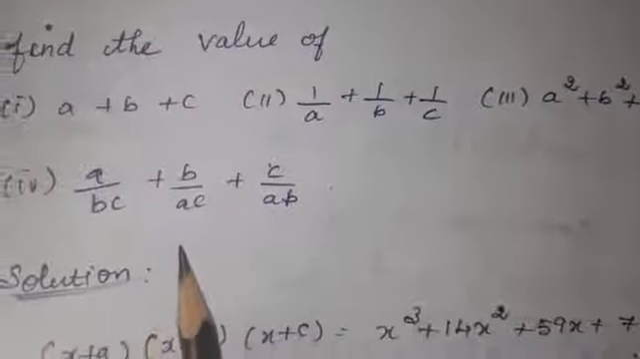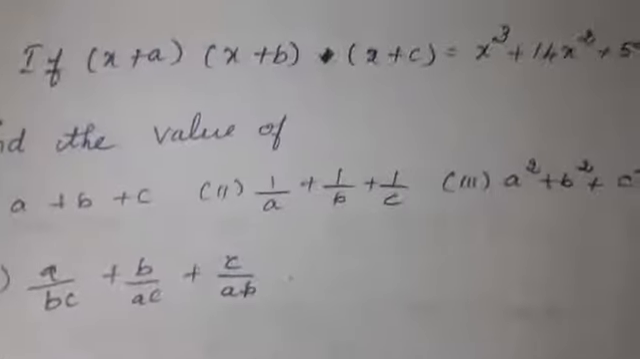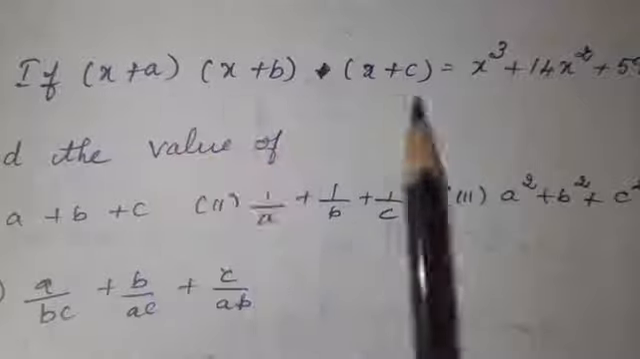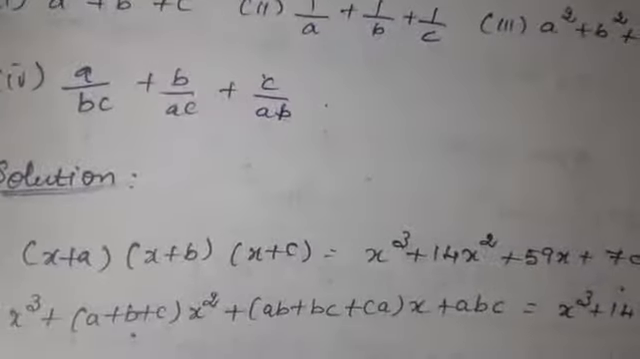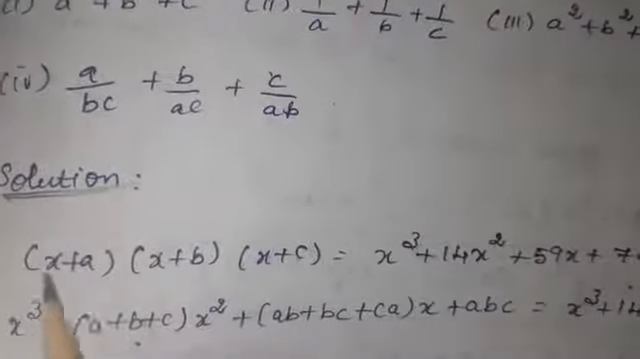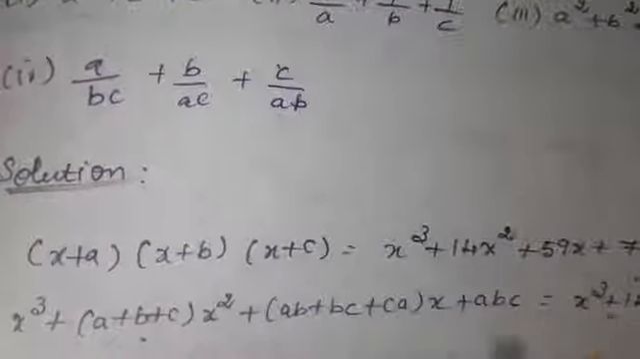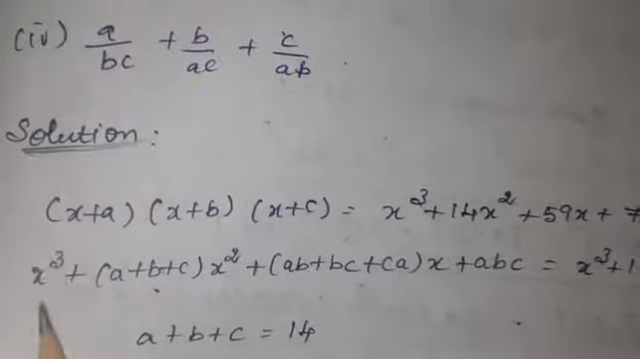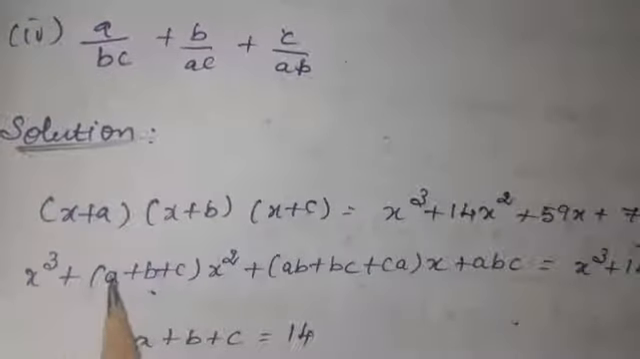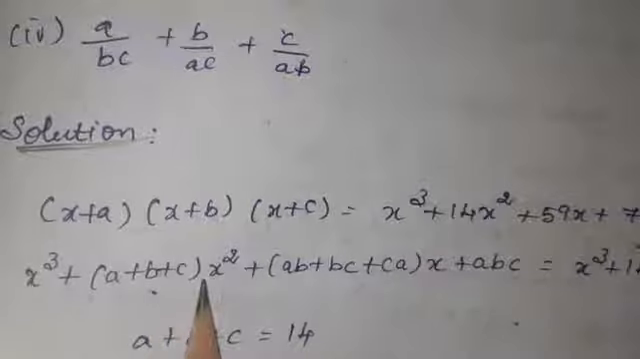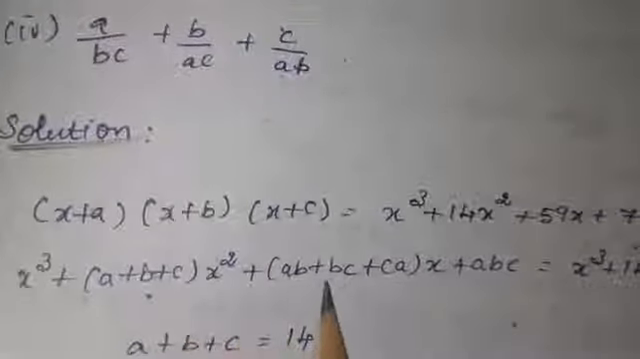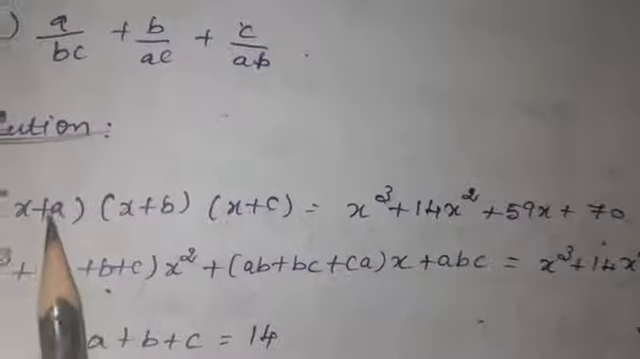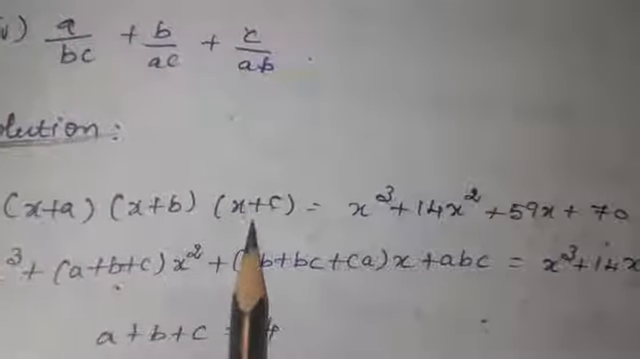This is the question. Here, whatever they have given, (x + a)(x + b)(x + c), this one I have written here in the solution. After that, for (x + a)(x + b)(x + c) you have one formula. That formula is x cube + (a + b + c) into x square + (ab + bc + ca) into x + abc. This is the formula for this one.